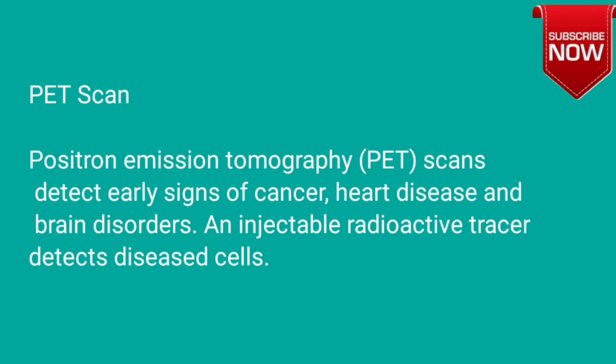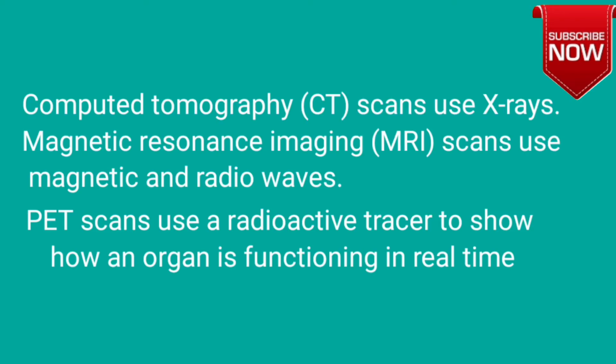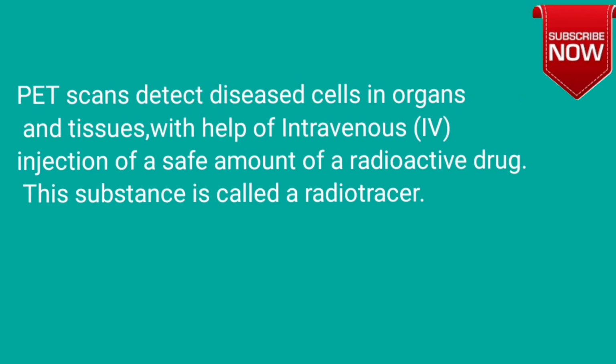Positron emission tomography, or PET scan, detects early signs of cancer, heart disease and brain disorders. An injectable radioactive tracer detects diseased cells. In computed tomography, the scan uses X-rays. Magnetic resonance imaging scan uses magnetic and radio waves. PET scan uses a radioactive tracer to show how an organ is functioning in real time.